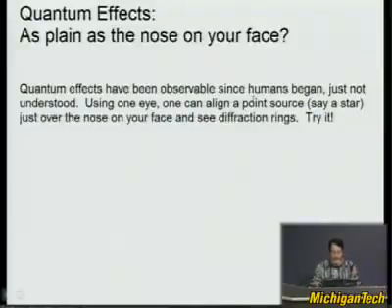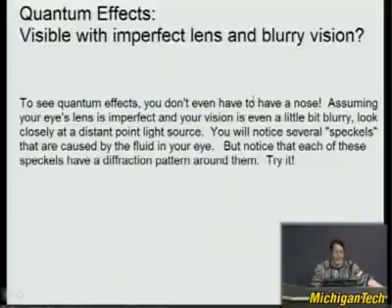And then I realized later, oh, you can try this, just look at a distant light source, that it's even simpler than that. You don't even need your nose. It's plainer than the nose on your face. Quantum effects can be seen just by having imperfect vision, which everybody has, and something, a little bit of dirt or something on your lens, an imperfect lens in some way.